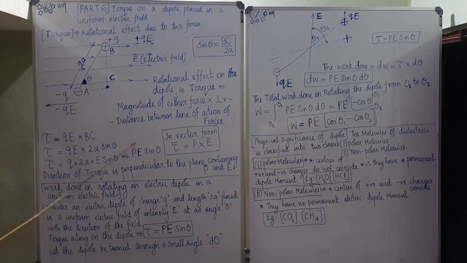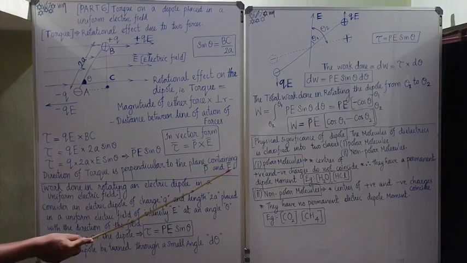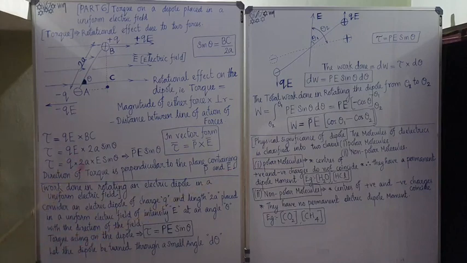Whenever you see P into E into sine theta, we can write it in another form also, the vector form. Vectors have two products, the dot product and the cross product. Here, since there is a sine theta, we put a cross. Sine for cross. The direction of torque is perpendicular to the plane containing the dipole moment and the electric field. What is the plane containing? E, this plane, and this dipole.